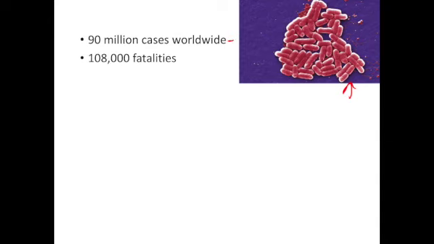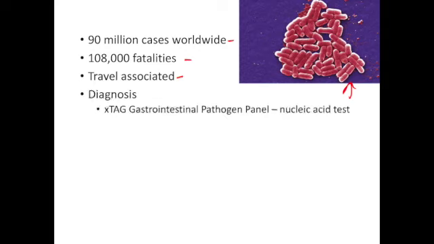Here we have a picture of Shigella, again, a gram-negative rod with no flagella. And Shigella is responsible for about 90 million cases of gastrointestinal distress each year and about 108,000 fatalities annually. Most of the cases in the US are travel associated, which means someone went to another country for a trip, for a vacation, picked up Shigella, and then came back and started experiencing symptoms. We can pretty easily diagnose Shigella. There is a rapid diagnostic called xTAG Gastrointestinal Pathogen Panel.